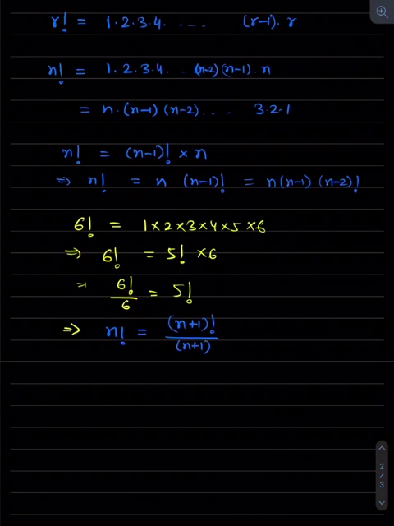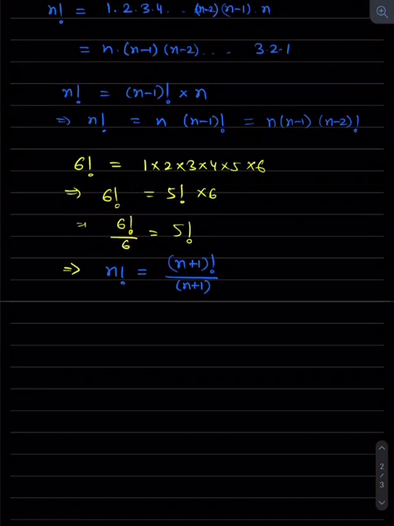Okay, why? Because if you expand n plus 1 factorial, you will get n plus 1 into n into, or you can write n plus 1 into n factorial. So n plus 1 cancel, so this is again n factorial only. Okay, fine. Now we'll do some examples based on it.